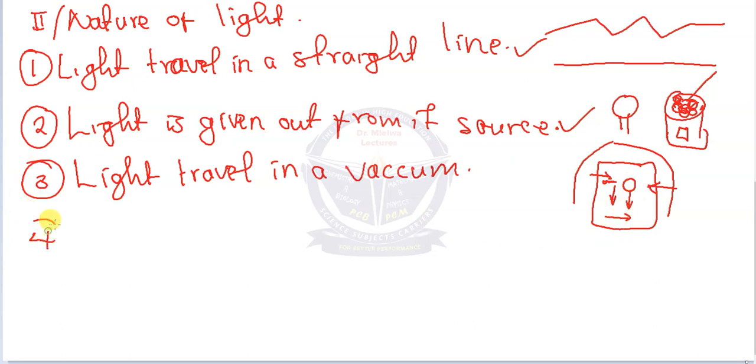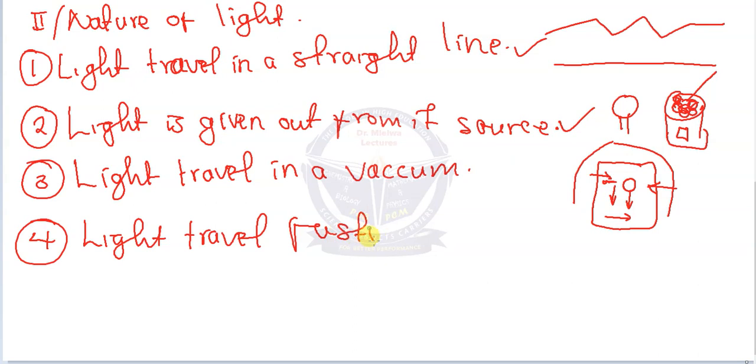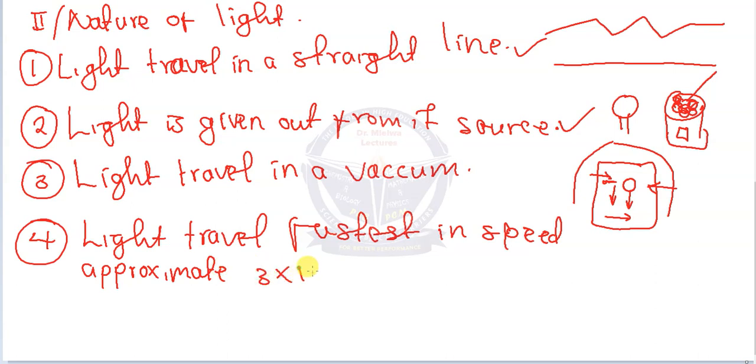And point number 4, light travels fastest in speed, approximately 3 × 10^8 meter per second.